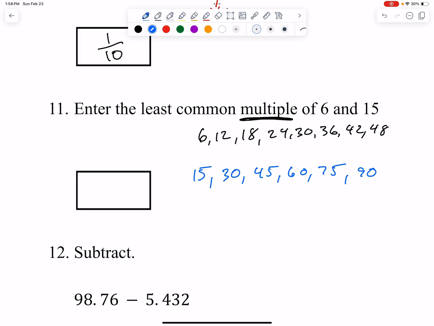So what do they want? They want the least common multiple. So which one is the lowest one? I'm going to start with the bigger number first. Is there a 15? No. Is there a 30? Yes. So that is it. It was just 30 for both of them. So you just got to count. Okay? Figure out which one they have in common. This one's supposed to be a free one, guys.